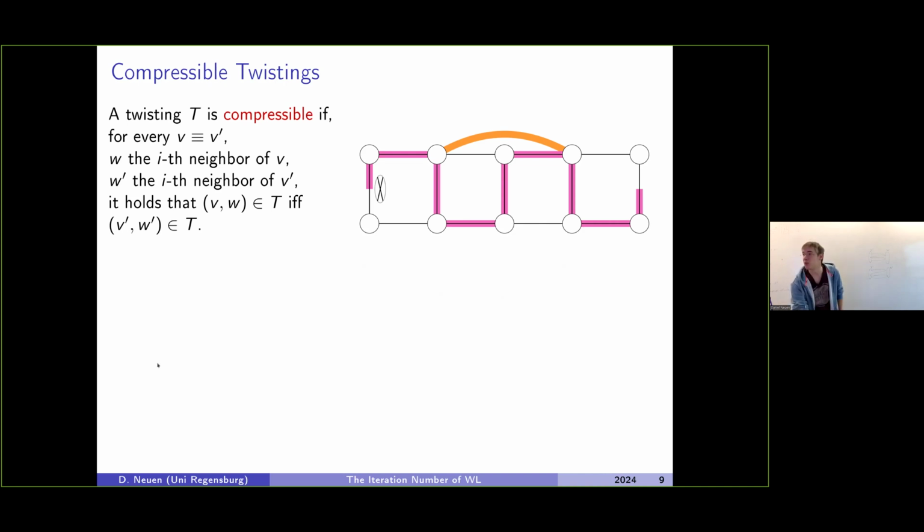So if I look at two equivalent vertices, let's say this guy and this guy here, then I want basically, if W is the ith neighbor of V and W prime is the ith neighbor of V prime, then the corresponding edges VW and V prime W prime are either both in the twisting or none of them is in the twisting. And this is, in the first part of the talk, this compatibility condition on paths, only that the twisting in general doesn't have to be a path, but it may be anything. Okay, so this is a twisting being compressible.